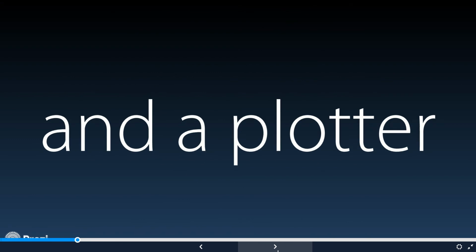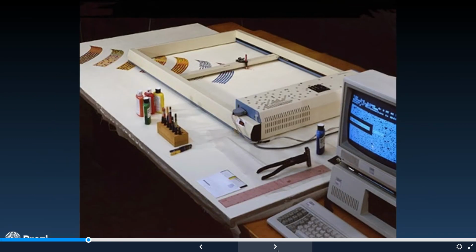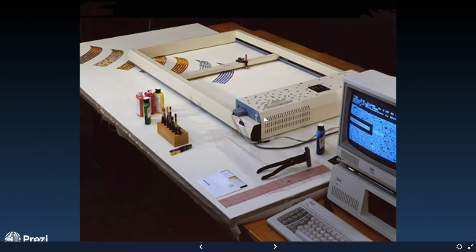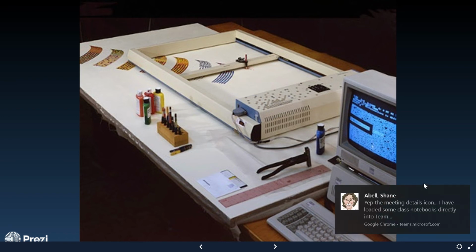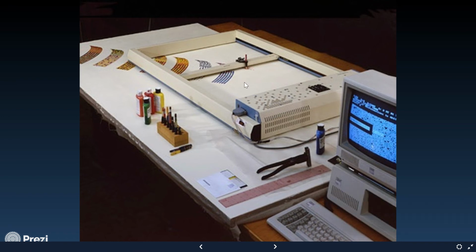We also need a plotter. So a plotter looks like this. This is what's known as a flat bed plotter. Where I'm moving my mouse, the arm moves backwards and forwards across this way, but the arm also has a pen on it that can move sideways as well. So it's actually printing out the information here for, say, an architectural design or something like that.